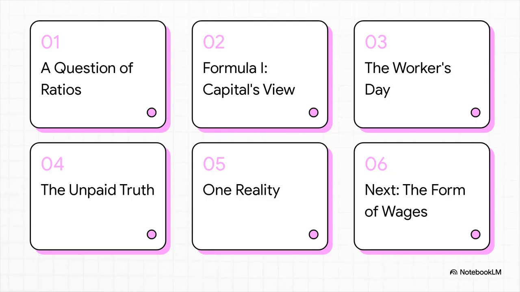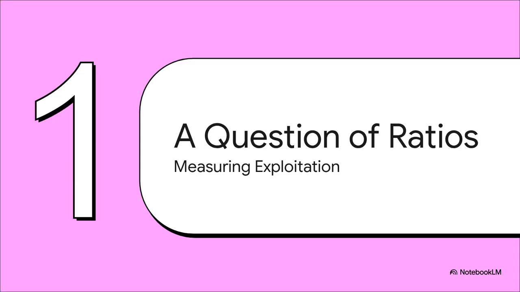So here's our game plan for today. We're going to start with this whole problem of measurement. Then we'll walk through the 3 different formulas that Marx lays out. First, we'll see it from the capitalist's point of view. Then we'll look at it through the lens of the actual worker's day. And finally, we'll get to what Marx sees as the core social relationship. We'll see how these all point to the same reality, and then we'll set the stage for our next explainer, the form of wages.